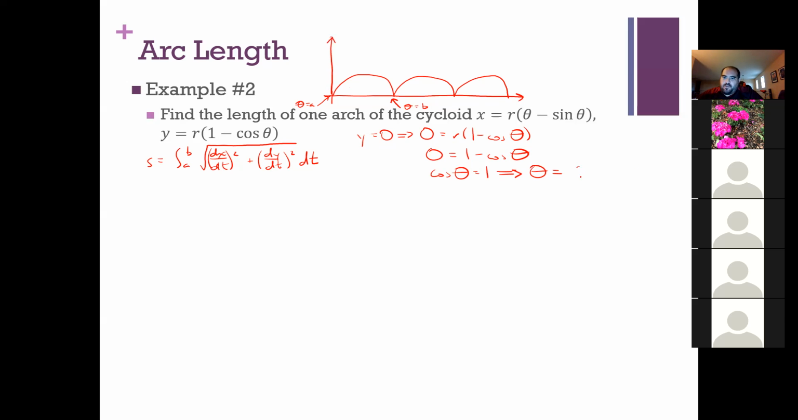0 is one of them, and 2 pi. Cosine pi is -1, so yes, we need to go from 0 to 2 pi. So let's keep going with this integral from 0 to 2 pi. What is dx/dt?